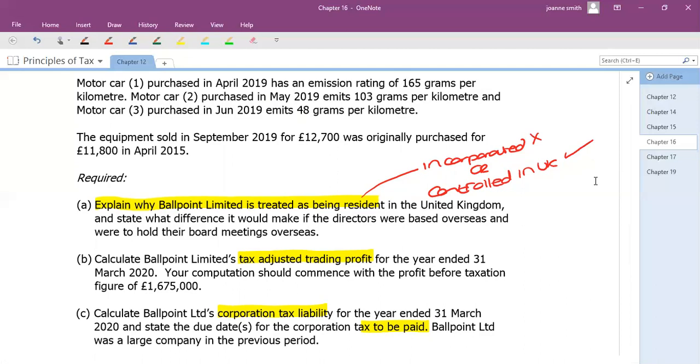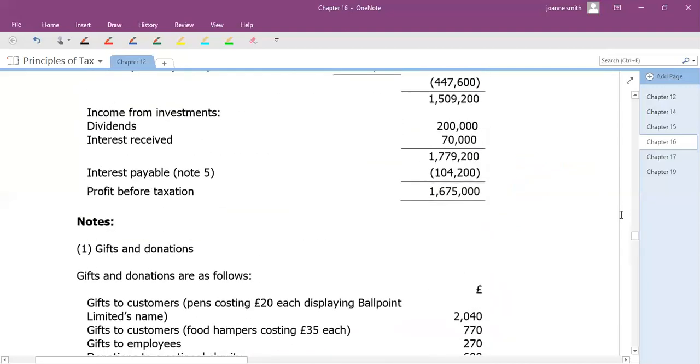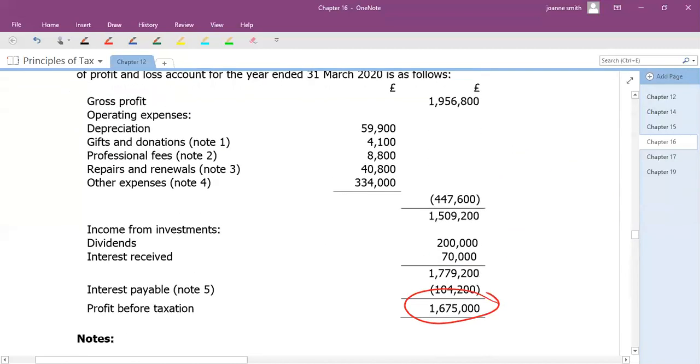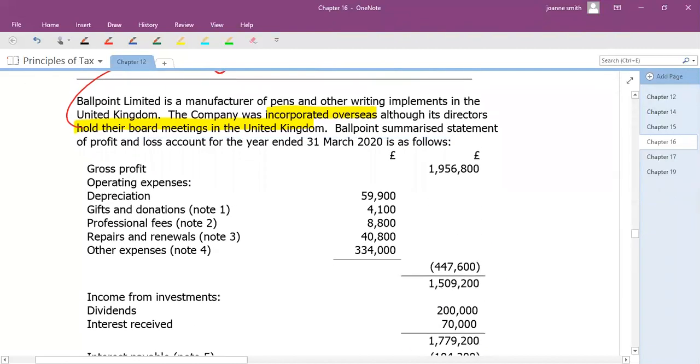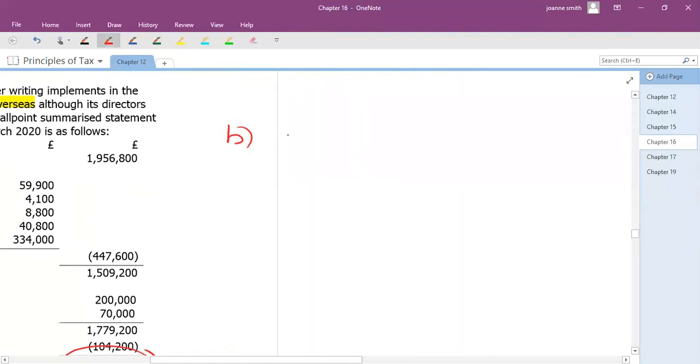So moving on to part B then, which is the main chunk of the question, we've now got to work out Ballpoint's tax adjusted profit, starting with the profit before tax of 1675. So it's starting with this profit here, as we did in the last question, and then we're going to go through each of these notes here to decide what's allowable and disallowable. So let's write this up then.